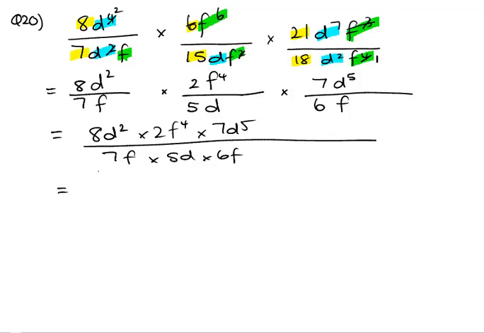So let's simplify the top. So 8 times 2 is 16, times 7 is 112. D squared times d to the power of 5 is d to the power of 7. Only one lot of f's, so it's f to the power of 4. All over 7 times 5 is 35, times 6 is 210.